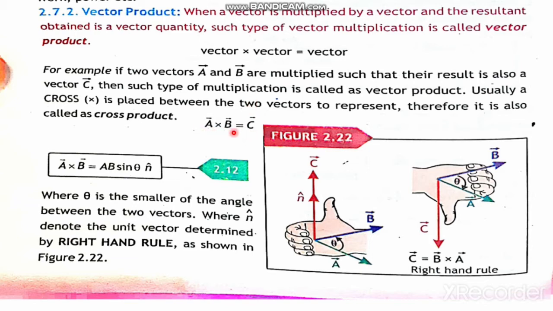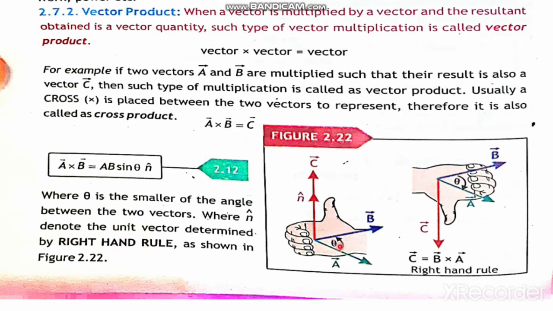This is the vector product, and A cross B is equal to AB sine theta n, where the unit vector n shows the direction of the resultant vector. In this case it is C. So the direction of C is represented by n, and this direction is determined by the right hand rule.